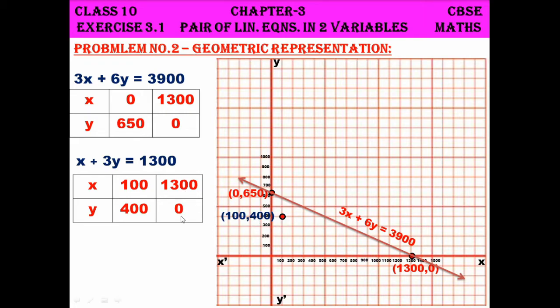And then the next point is 1300, 0, that I have already plotted for the first line. So that will be the second point for this line also. Now let me join these 2 points. Therefore, I get the straight line representing the equation x plus 3y equals 1300. So these 2 straight lines together represent the given situation. Therefore, the geometric representation of the given situation is these 2 lines taken together. So I hope you all understand how to represent a given real life problem both algebraically and geometrically. Thank you.